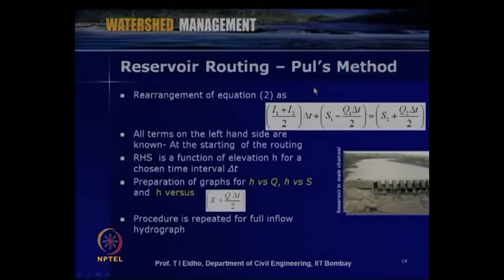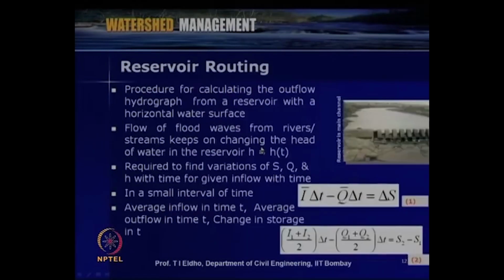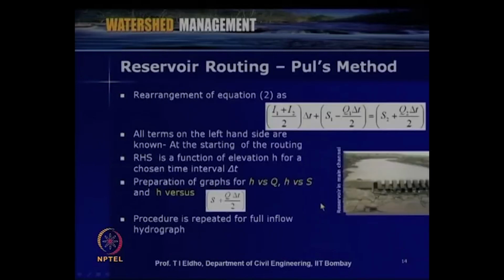Now, reservoir routing using Pull's method. We have earlier seen the continuity equation as given here. This equation number 2 we will rewrite as: (I1 plus I2) by 2 into delta t, plus S1 minus Q1 into delta t divided by 2, is equal to S2 plus Q2 into delta t divided by 2.